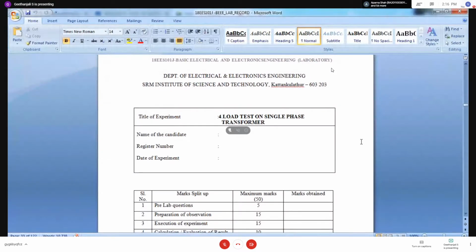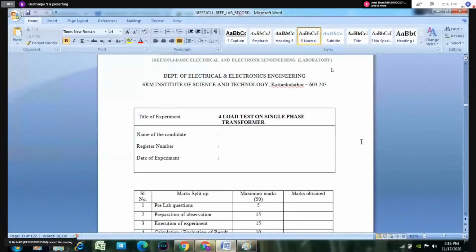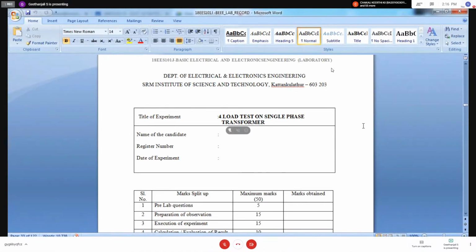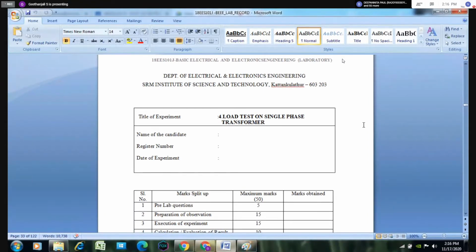Now I will give some introduction about the experiment which is especially needed for this experiment. Load test means what? We are going to load the transformer. Load in the sense we are going to use the electrical energy available in the secondary side of the transformer. The main parts of the transformer are the magnetic core, primary winding and secondary winding. The output will be available in the secondary side alone.